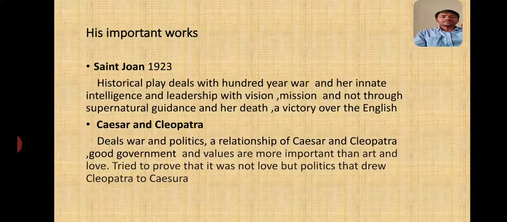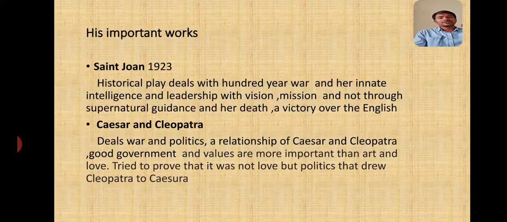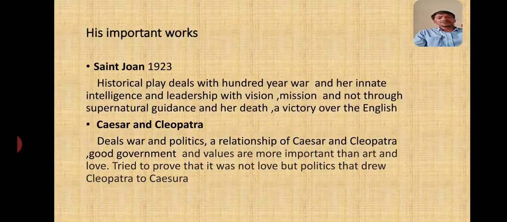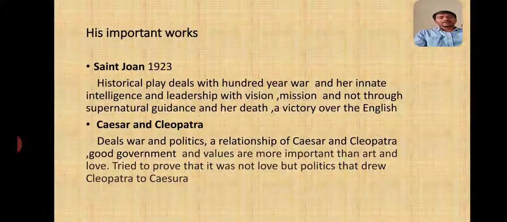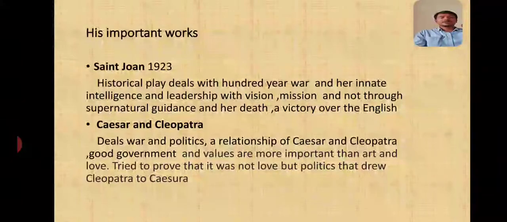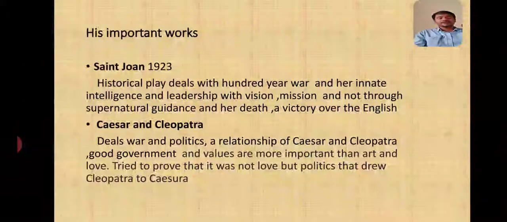Thereafter, we come to know of another great drama, Saint Joan, which was published in 1923. It is a historical play which deals with the Hundred Years' War between France and England. Here Joan shows innate intelligence and leadership with a vision and mission, not supernatural guidance, and her death and victory over the English. This tells us of the life of Saint Joan, who became a heroine of France.